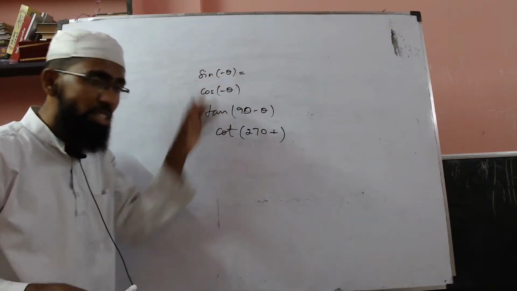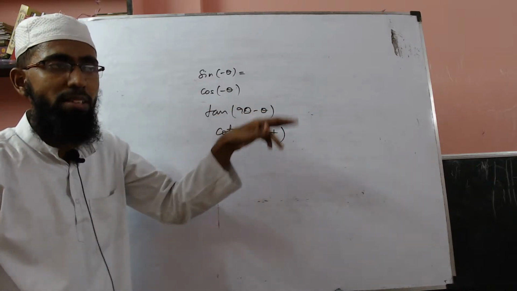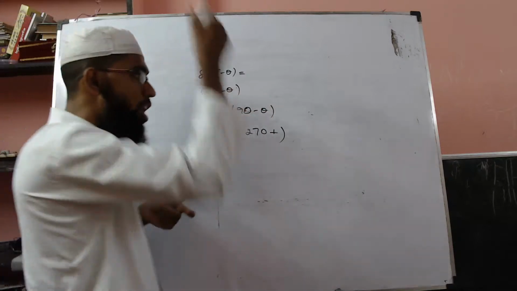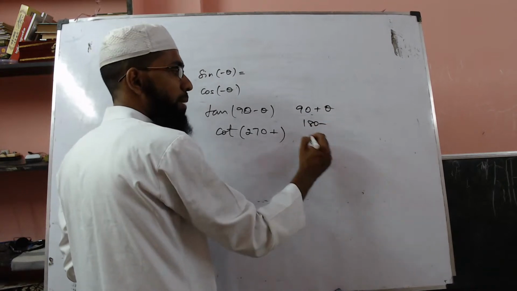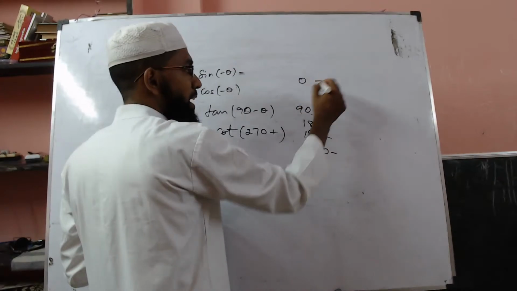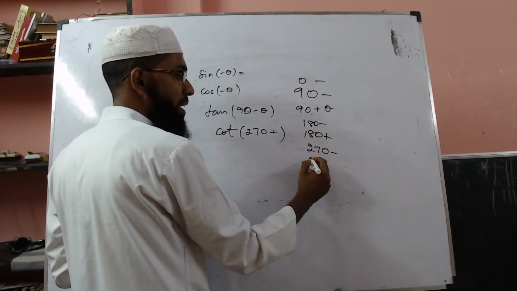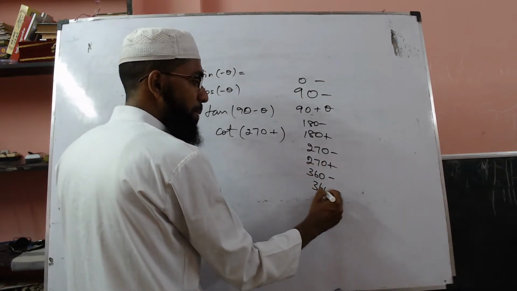For all the 6 trigonometric ratios, we have this 90 minus theta: sine of 90 minus theta, cos of 90 minus theta, tan of 90 minus theta. For all the 6, we have this 90 minus theta. For all the 6 ratios, we have 90 plus theta. For all the 6 ratios, we have 180 minus theta, 180 plus theta, 270 minus. So 0 minus, 90 minus, 90 plus, 180 minus, 180 plus, 270 minus, 270 plus, 360 minus, 360 plus.